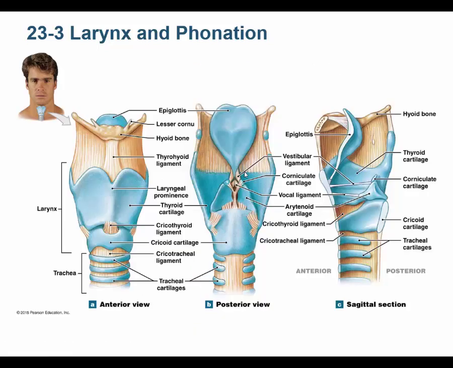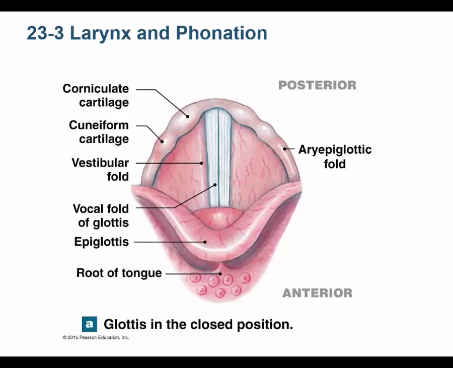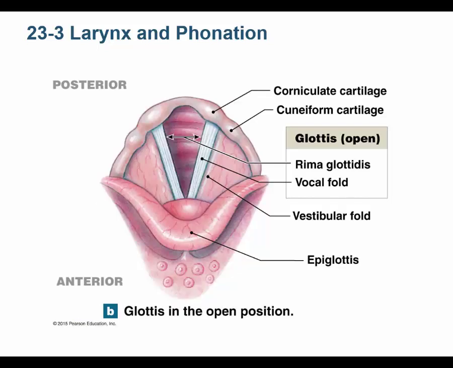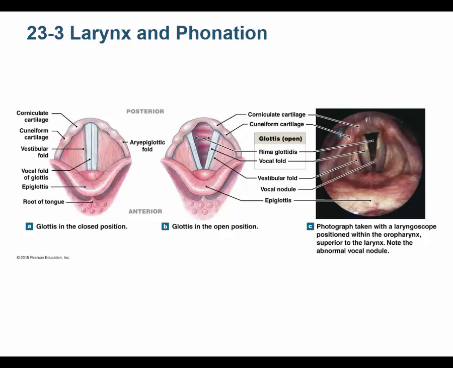And this is just a collage showing you all the anatomy. Let me know in lab if there are any questions about this anatomy. Okay, this is showing you the vestibular fold. And of course, this is closed, so the glottis is closed off here. It'll be open in a second, I'm sure. There it is. It's open. So now the glottis is open. And this is a photograph taken with some kind of endoscope, I'm sure. Yep, a laryngoscope.